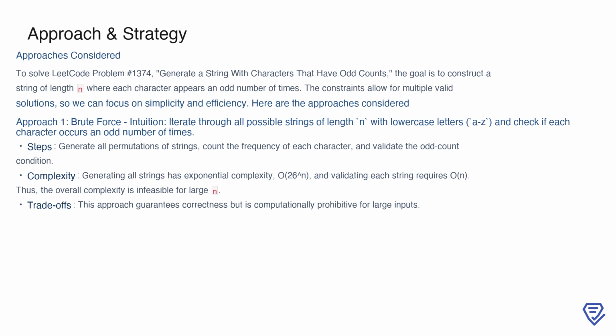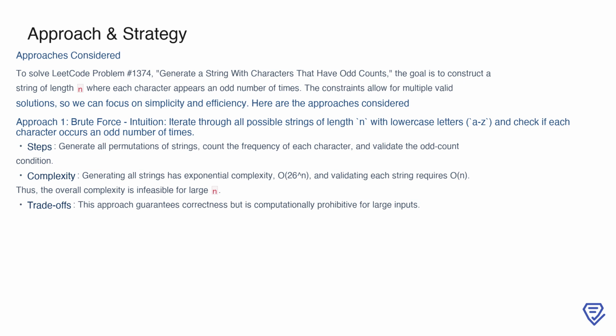The steps involve generating all possible strings, counting the frequency of each character, and validating whether the counts are odd. However, the complexity of this approach is a major drawback. Since generating all strings has exponential complexity, specifically O(26^n), and validating each string requires O(n), the overall complexity becomes infeasible for even moderately large values of n. While this approach guarantees correctness, it is computationally prohibitive and impractical for large inputs.